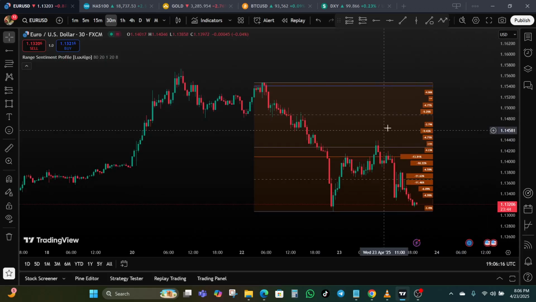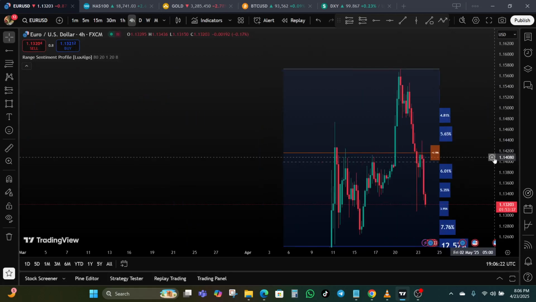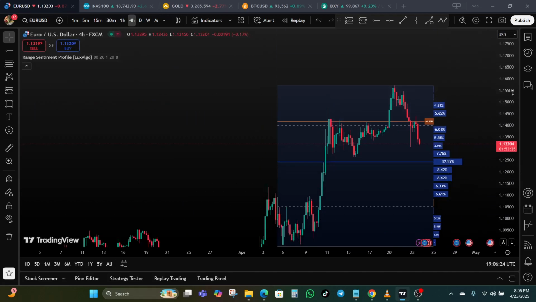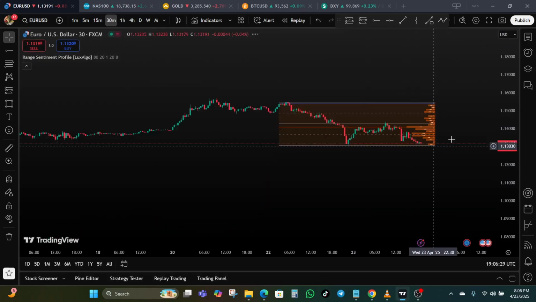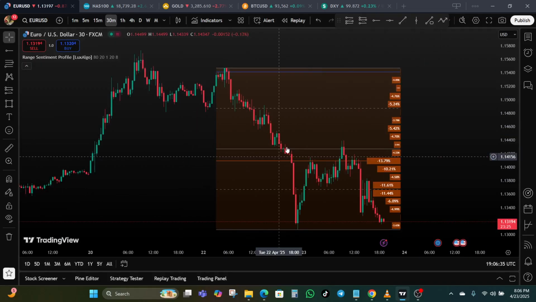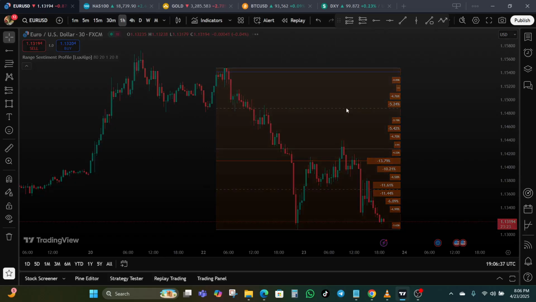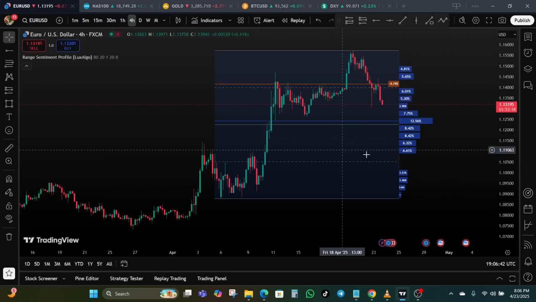Now, of course, you should start by loading the LuxAlgo range sentiment profile on your preferred chart. You will immediately see the shaded areas on your chart indicating dominant range zones. You can see that on the 4-hour chart, we actually have a domination of the bulls. Then on the 30-minute chart, you can see that there is a domination of the bears. There is bearish domination on the 1-hour chart, and there is bullish domination on the 4-hour chart.